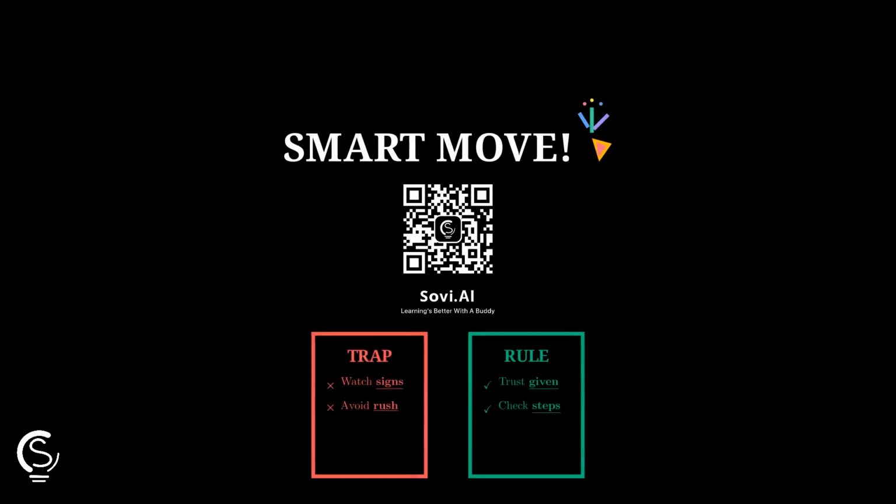Well done! Option C. Scan now, watch signs, do not rush. Trust the given reduction potentials and check which direction makes E cell positive.